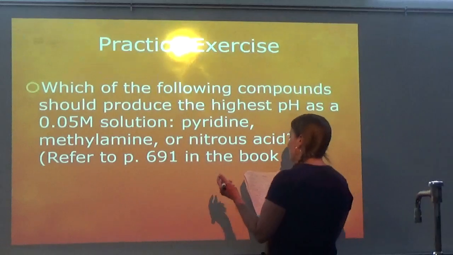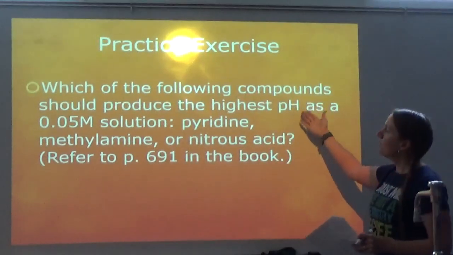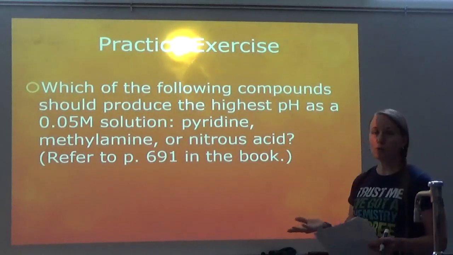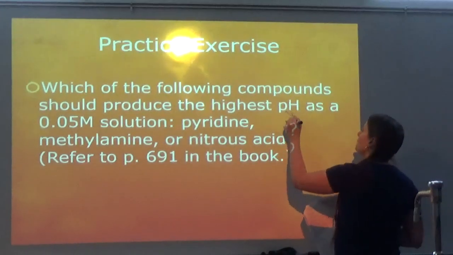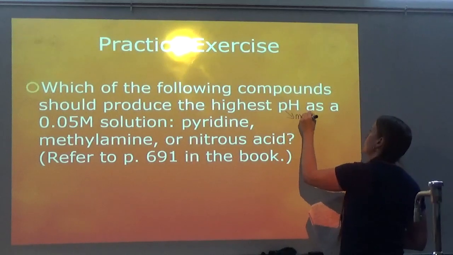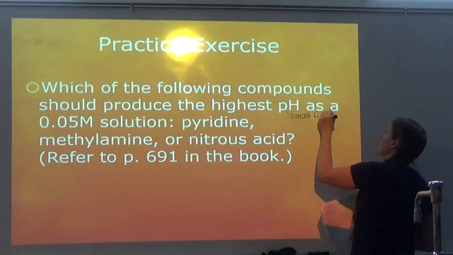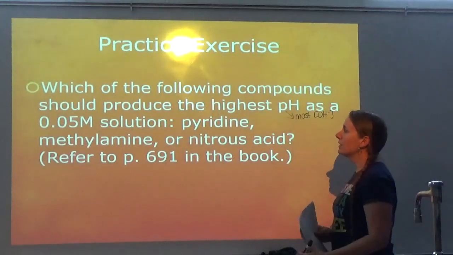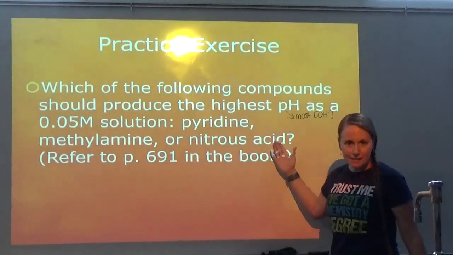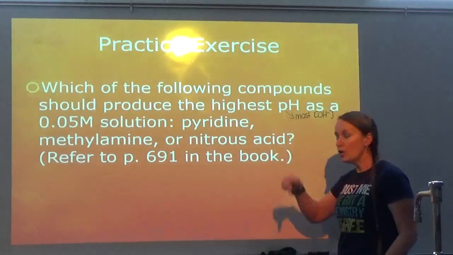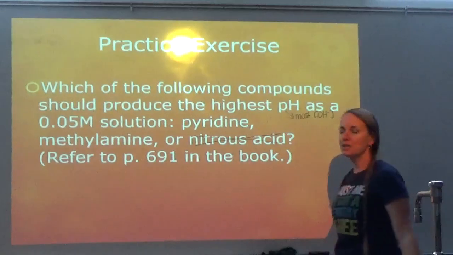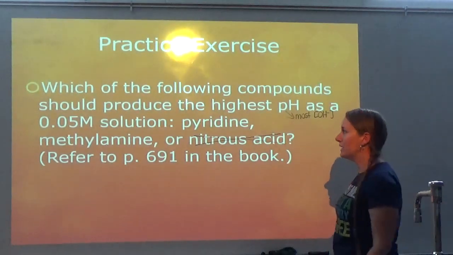So for pyridine, it's asking which of the following compounds should produce the highest pH as a 0.05 molar solution. So y'all, highest pH means the most concentration of OH minus. So one thing I can look at is this is an acid. Acids have lower pHs, so I know automatically it's not nitrous acid. That has a low pH.